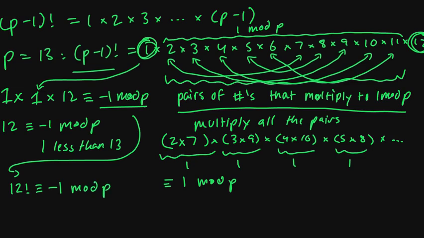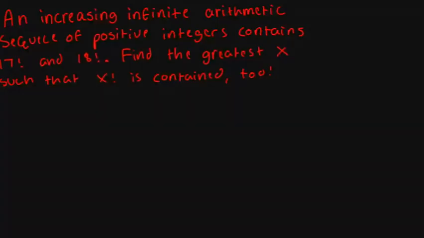Note that the same exact process can be repeated for all numbers, since we showed that each number has its own unique inverse mod p. And therefore, we have proved Wilson's theorem. We have (p minus 1) factorial is congruent to negative 1 mod p. Cool, right? So now, we can apply Wilson's theorem to this problem right here.